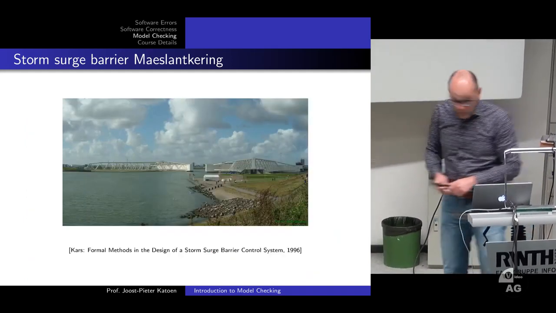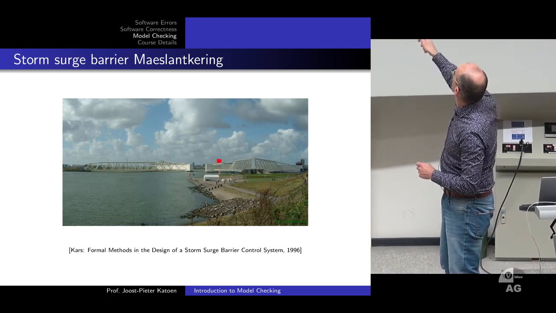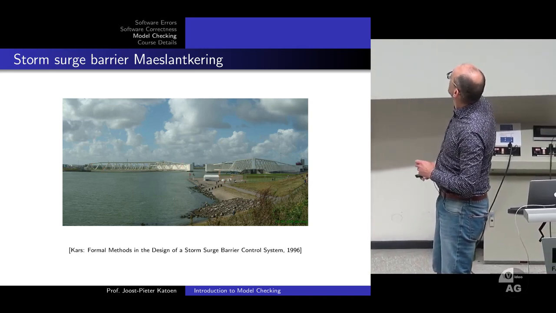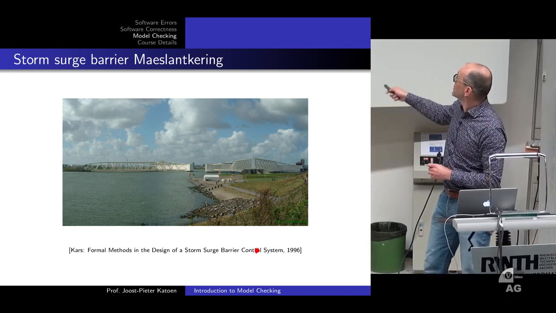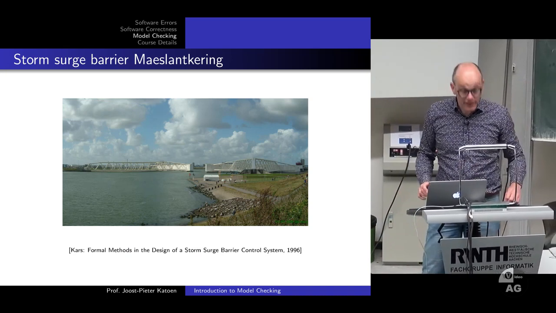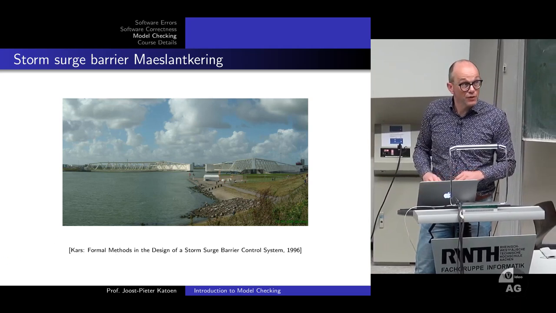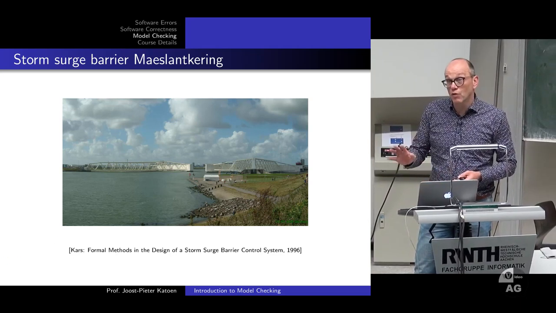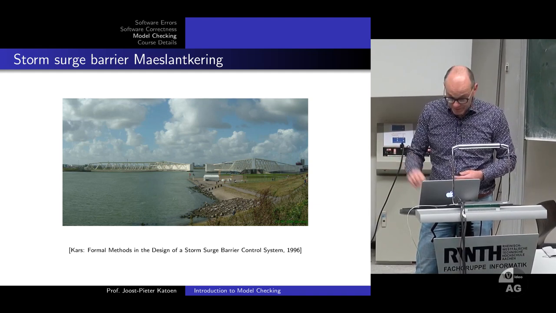So here is a picture of the real thing. Here you see such an arm again, and here you see one over here. And indeed, there is a paper in 1996 called Formal Methods in Design. They used model checking to find bugs in the software. I can confess to you that they found several bugs in the software. I'm not saying there are no bugs anymore. I'm only saying they found several bugs in the software by then.